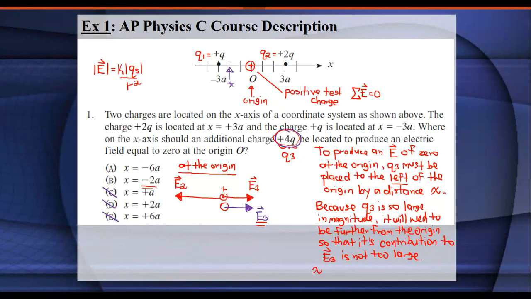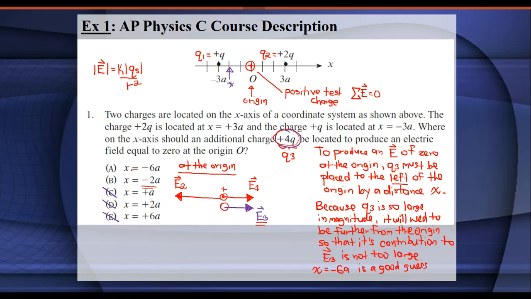Therefore, x equals negative 6a seems like a good guess. Again, if we put it at x equals negative 2a, and we look at this equation here, because the charge is big and the distance is small, E would just be too big. Therefore, you'd have the net electric field direction at the origin towards the right.